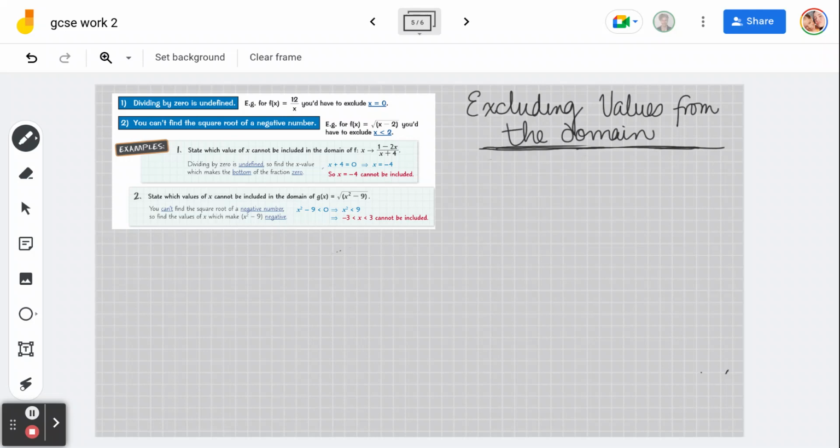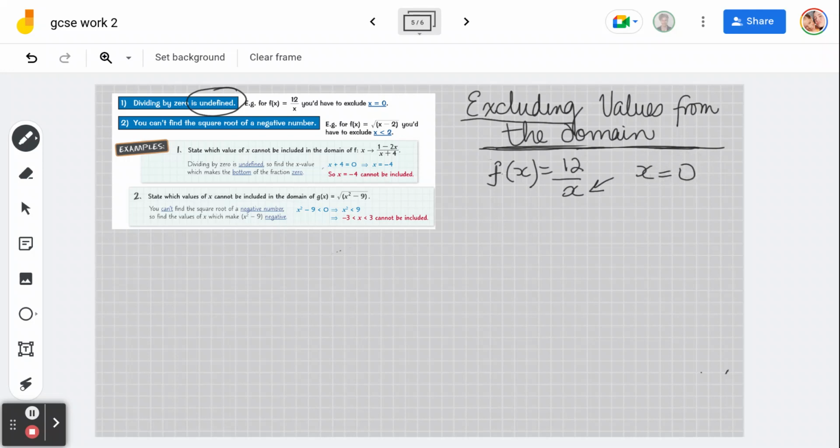Okay, we're continuing to learn about functions. Functions are rules, and just like rules, there's some things that work and some things that don't. One of them is dividing by 0. That's considered undefined. So we need to exclude certain numbers so that the rules work. For instance, if we have f of x equals 12 over x, you cannot have x equal 0. We need to exclude x equals 0.